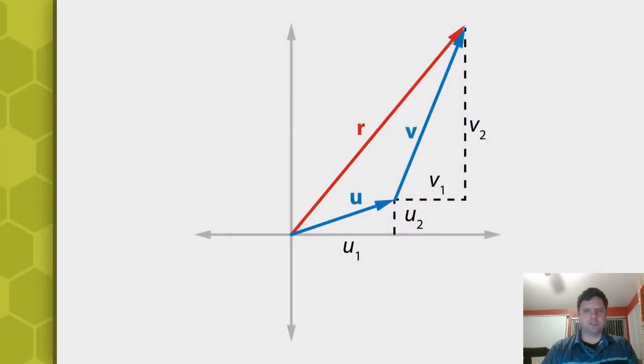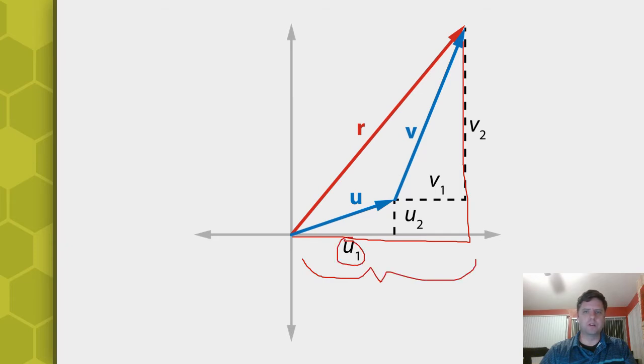So again, we can just show it this way. If we want to find the resultant r for this whole guy, well then this amount is just the u1 here plus the v1. And if we want to know how long this is, then it's just the u2 plus the v2.